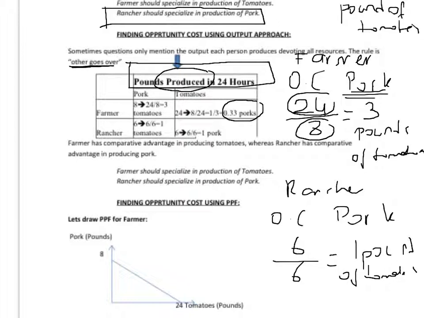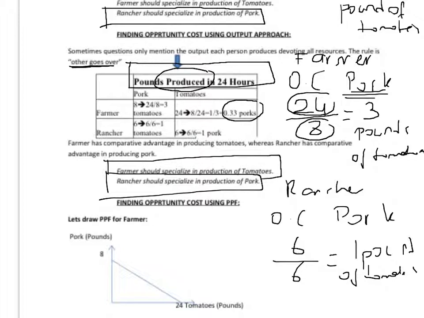Given that, if you look at who has the lowest opportunity cost for pork, the rancher has the lowest opportunity cost. So the rancher should specialize in production of pork. For tomatoes, the farmer has the lowest opportunity cost. So the farmer should specialize in tomatoes. You are comparing opportunity costs 0.33 to 1 to make a decision.